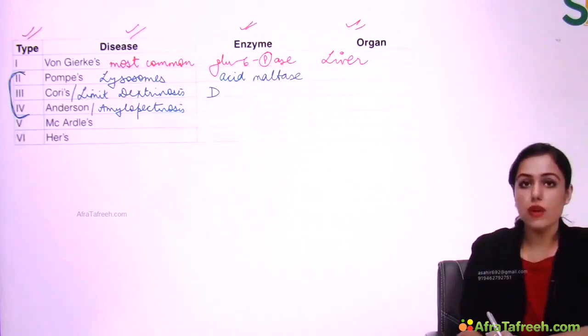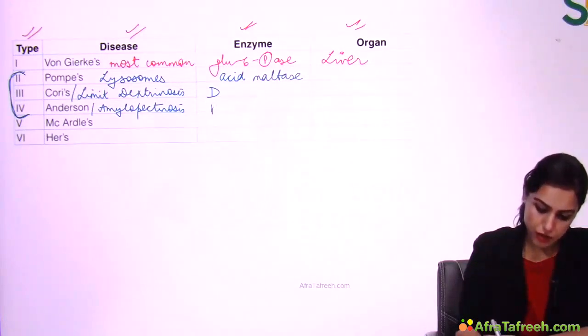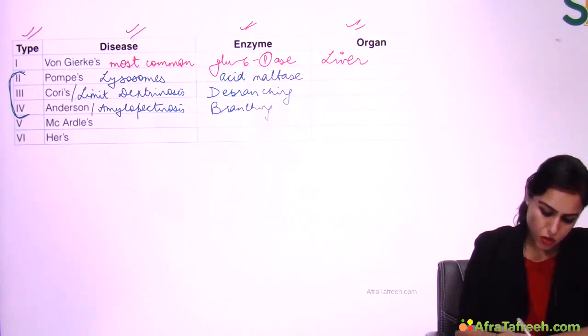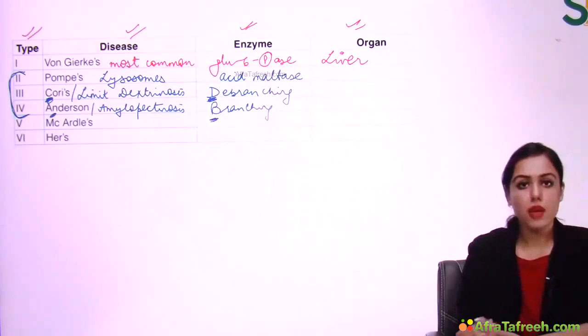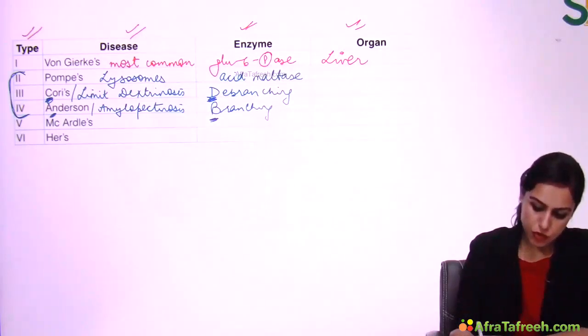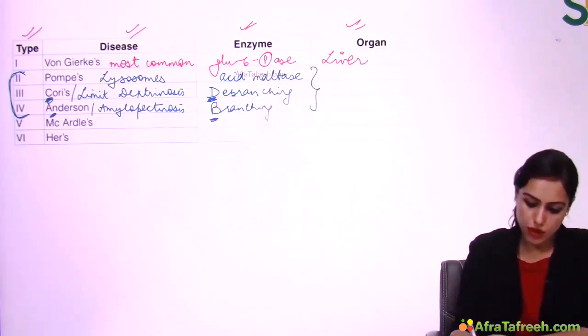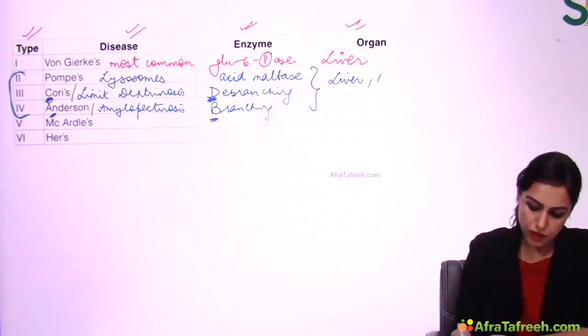In type 3, Cori's disease. C for Cori's, D for debranching, A for Andersen, B for branching. So in Cori's disease, the debranching enzyme is deficient. In Andersen disease, the branching enzyme is deficient. So it's easy to learn, C, D, A, B, right? Now these three diseases, type 2, 3, 4, affect all the organs wherever glycogen is stored. That is liver also, muscle also, and brain also.